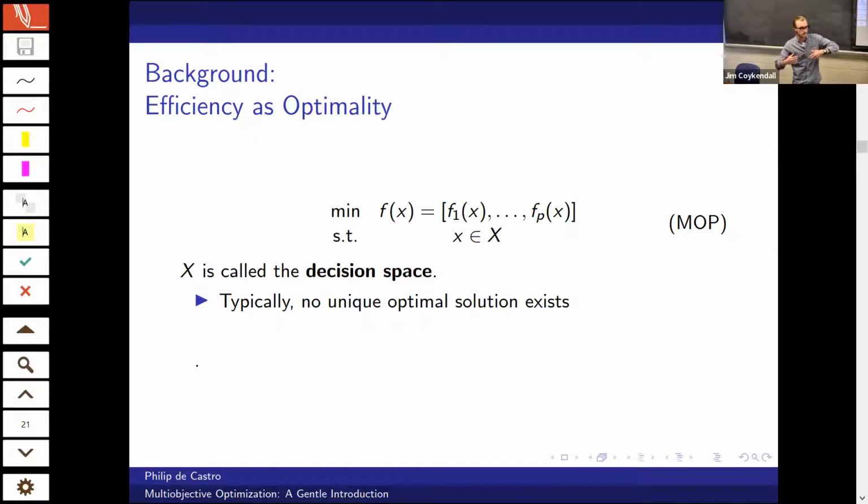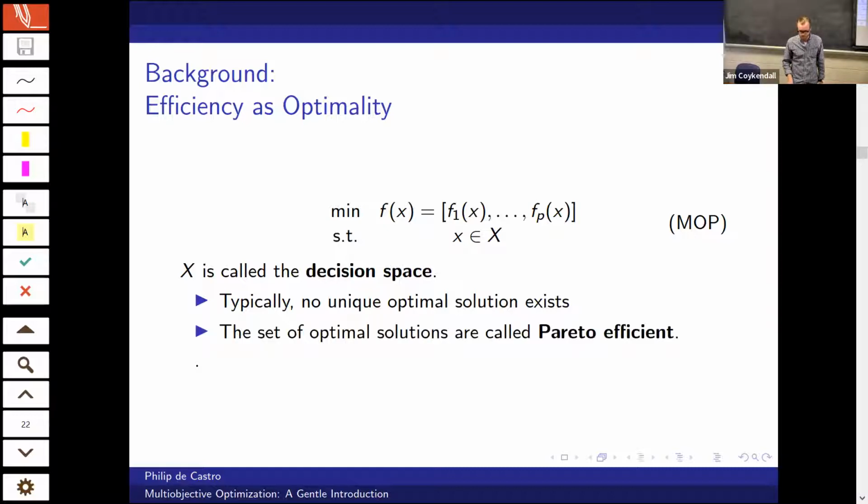So if you think about return versus risk, there are different ways for you to trade off rates of risk and rates of return. You're not going to be able to optimize both to their optimum. And so the set that contains all of those optimal solutions, we call the Pareto efficient set. That's related to our definition of optimality, this idea of efficiency, which we'll get to.